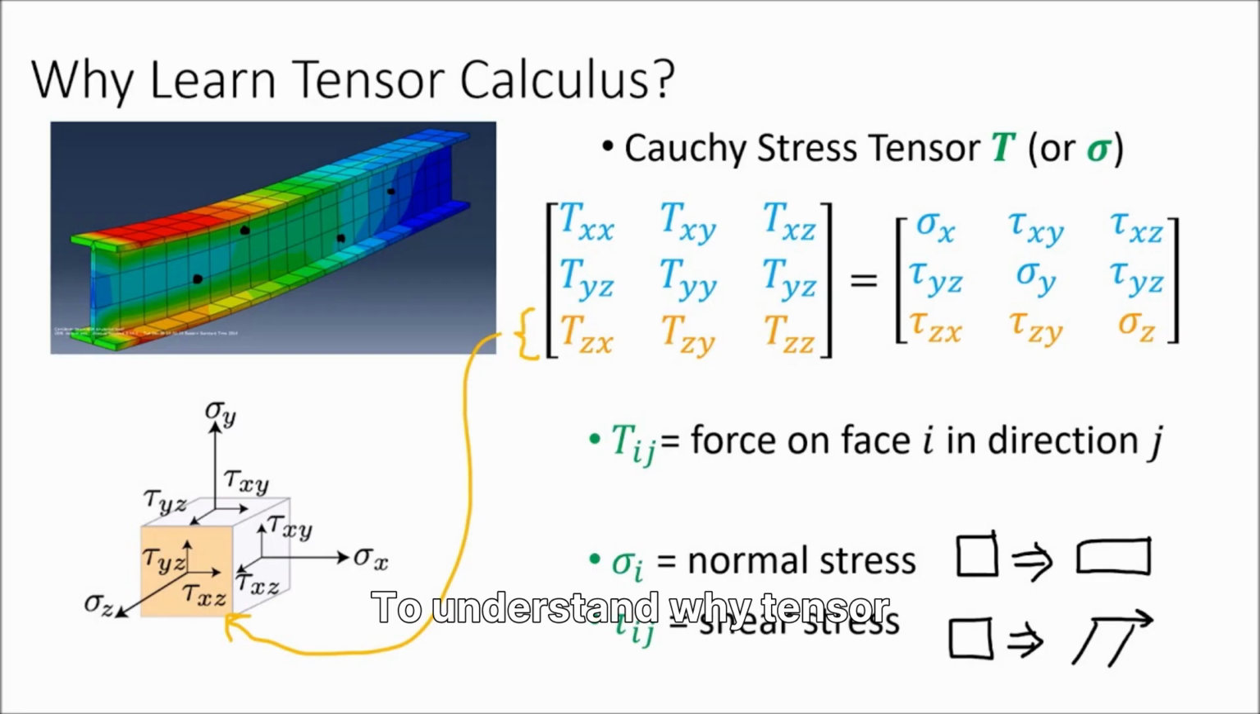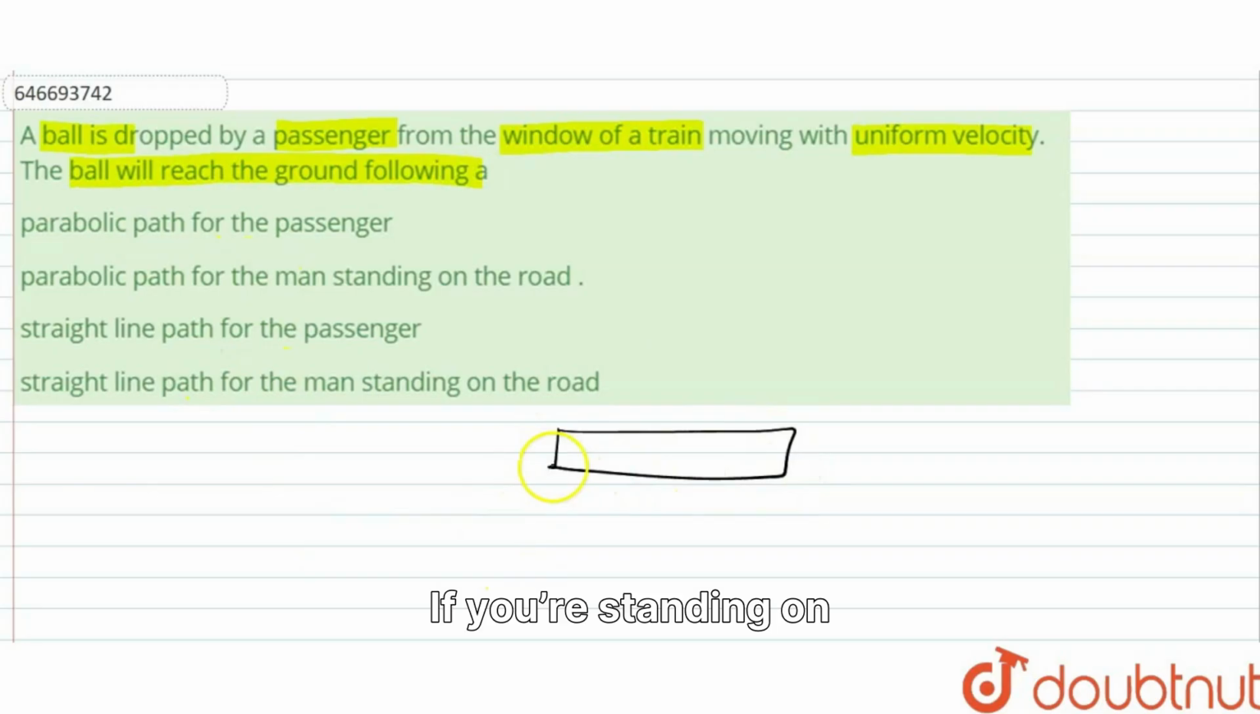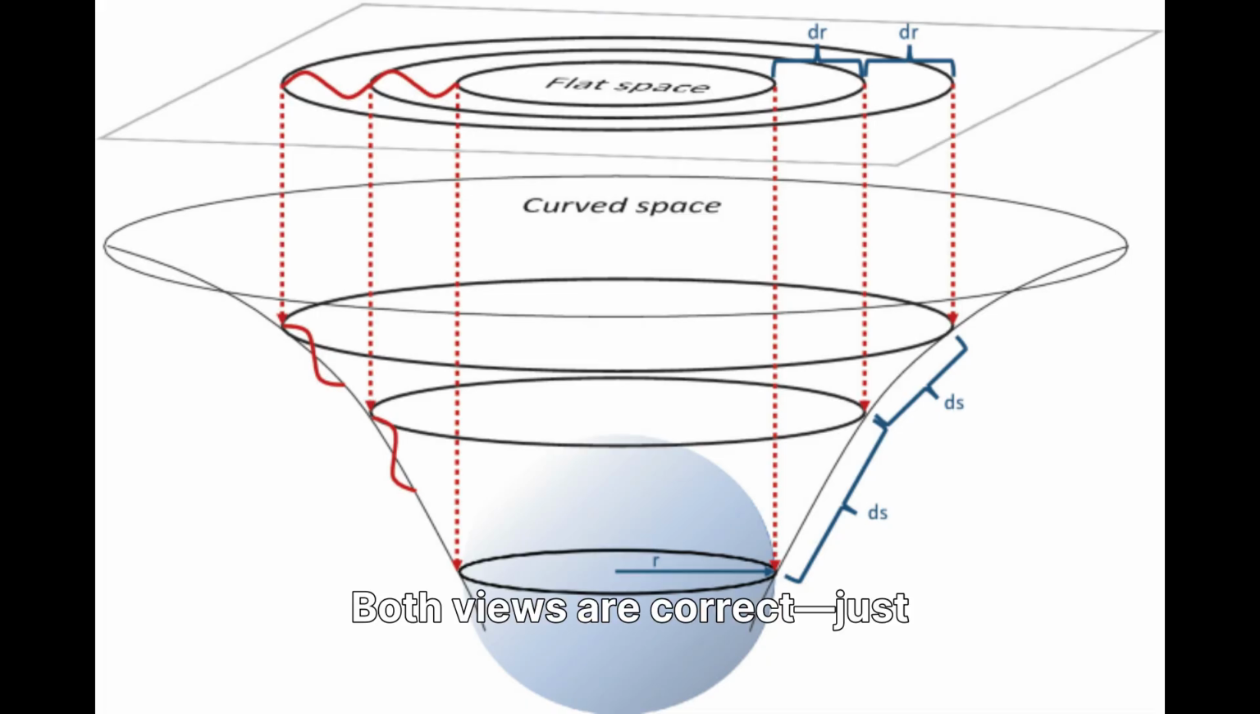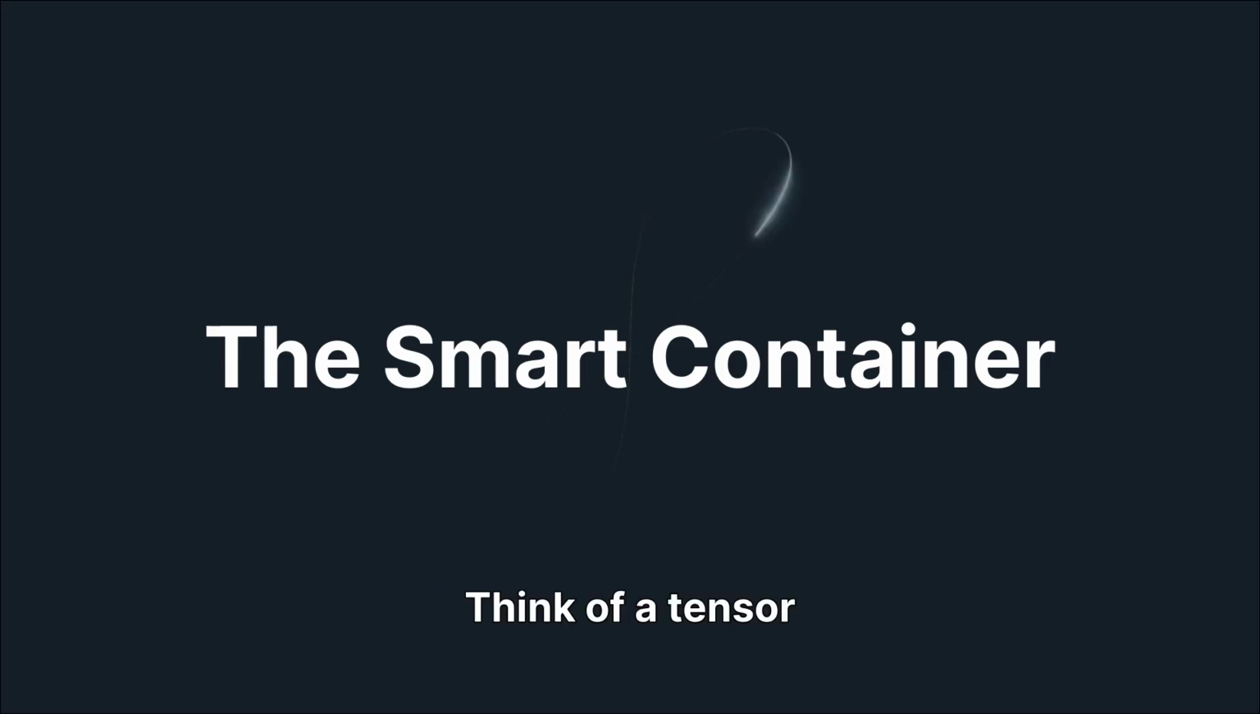To understand why tensor calculus exists, we need to go back to a basic idea. Different viewpoints give different measurements. If you're standing on a moving train and drop a ball, you see it fall straight down. If someone outside watches, they see it fall along a curved path because the train is moving. Both views are correct, just expressed in different reference frames. Tensor calculus is the tool that ensures the laws of physics still make sense no matter who is observing or how they're moving.